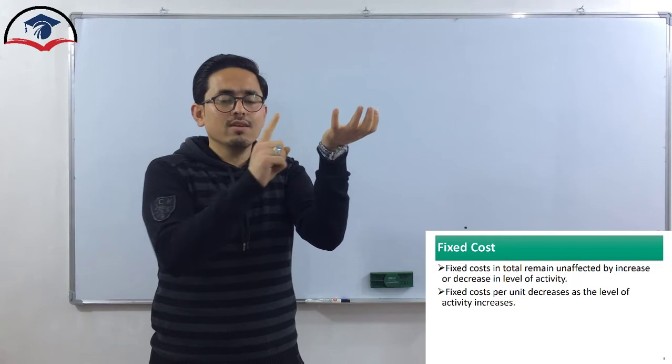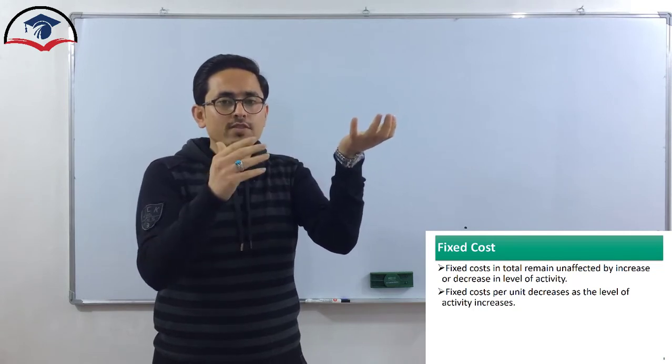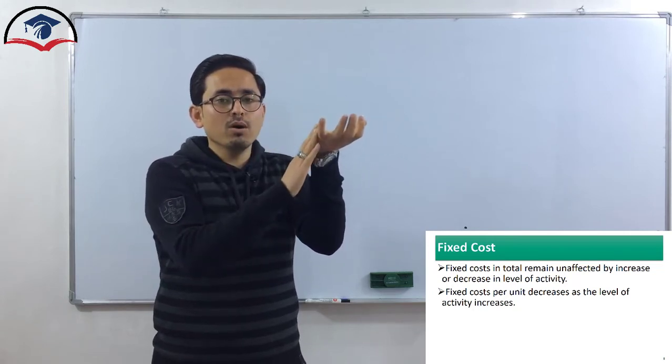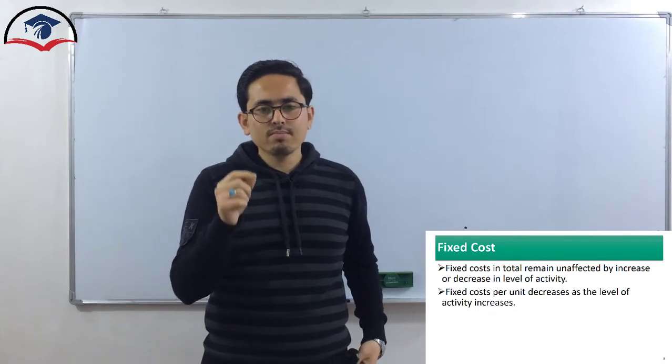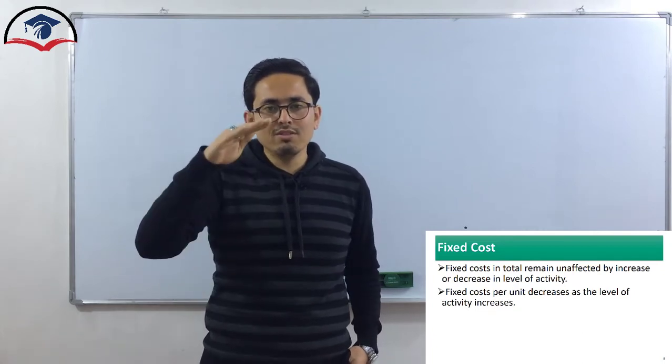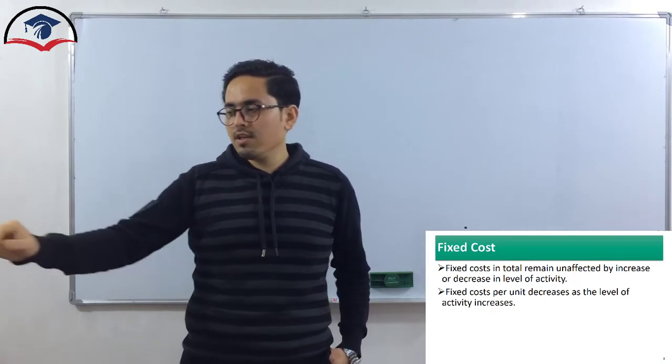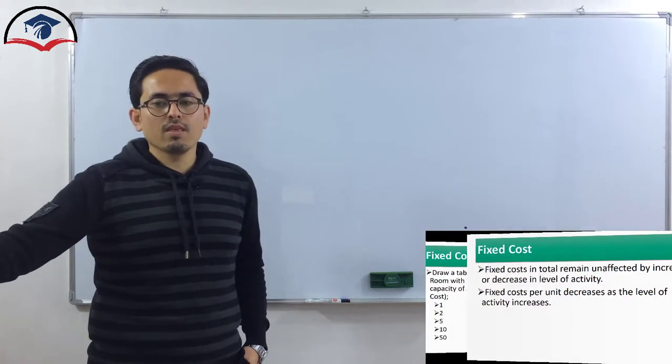2, 3, the same amount. 50, 100, the same amount. But what will happen? The per unit cost will decrease. How is it? Let's go to an example.